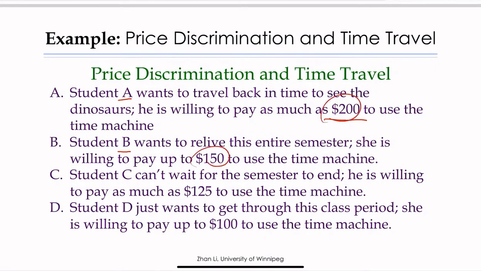And person C can't wait for the semester to end. So he's willing to pay as much as $125. And student D just wants to get through this class as soon as possible. So she's willing to pay up to $100 to use the time machine.